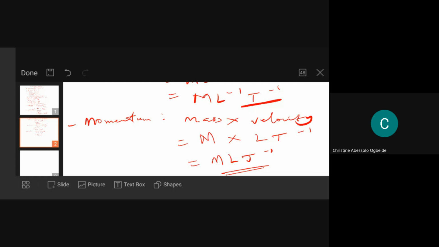So I can go ahead and write out many quantities and their dimensions. And I want to believe that every one of you should have mastered how to do this, even from your elementary physics. But before we proceed, I want you guys to try out this one. Write out the dimension for the following quantities.